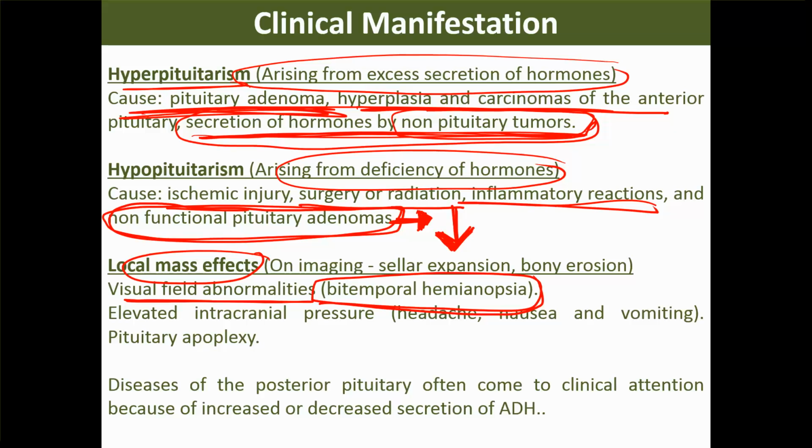So it is called bitemporal hemianopsia, and it is the tumor inside the cranium, so it elevates the intracranial pressure, and the signs of intracranial pressure elevation are headache, nausea, vomiting. And pituitary apoplexy is a sudden increase in the size of the pituitary gland. It is called sudden bleeding in the pituitary gland, acute pituitary hemorrhage, and it is called pituitary apoplexy. This can happen and they can produce mass effect.